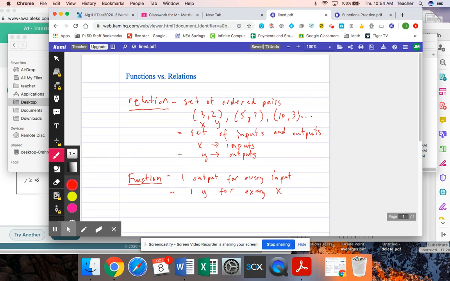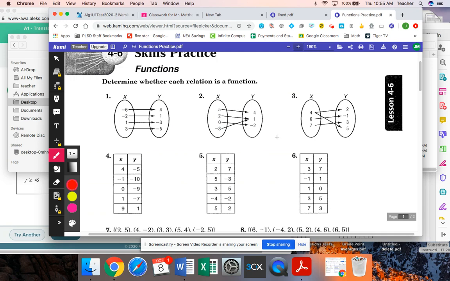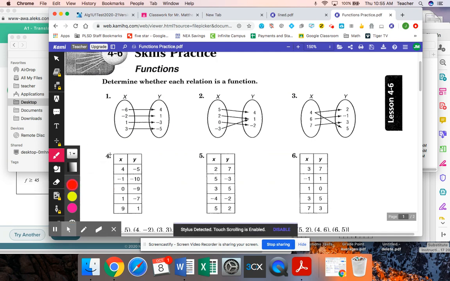I could write a whole bunch more and make it all fancy, but I think the way to make that solid is by looking at some examples. If I look at this page, I'm going to use red to make it stand out. Determine whether each is a relation or a function. Here is my input, here's my output. For every x, for -6 it only goes to 4, -2 only goes to 1, 1 goes to -3, 3 goes to -5. That is a function.